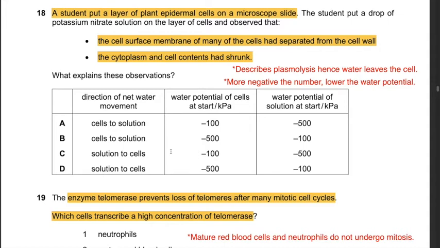Now, a key thing to remember is the more negative the number, the lower the water potential. And since the water potential in cells is initially higher than the surrounding solution, water potential in cells should have a lower negative number than the water potential of solution at start. That leaves us with the answer being A, as in A, the water potential of cells at start is minus 100, which is higher than minus 500. Therefore, the answer is A, as water movement takes place from cell to the solution. Therefore, the cell should have a higher water potential, and higher water potential is associated with a lower negative number.